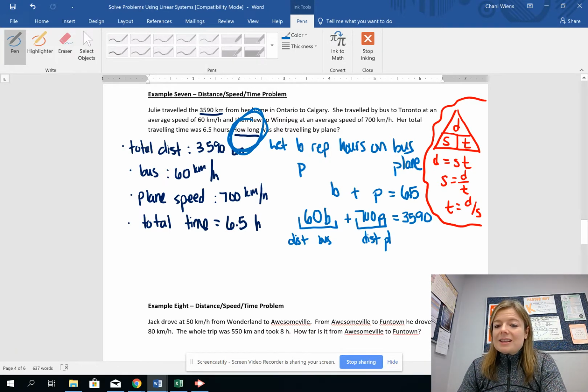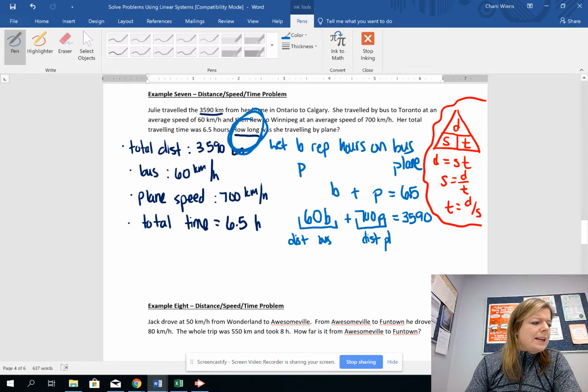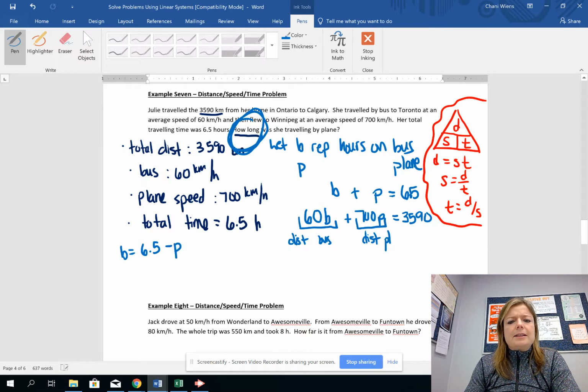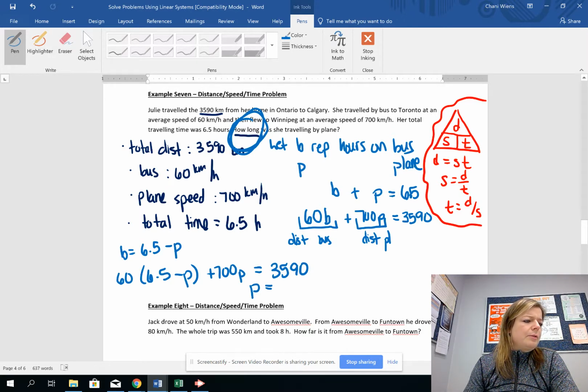So now we have our two equations and two unknowns. And again, you can use substitution or elimination. They are both totally fine here. I used substitution. So I let B be equal to 6.5 minus P, and I sub that in here. So 60 times (6.5 minus P) plus 700P equals 3,590. Now I encourage you to actually do the math here, but you should get that P is equal to 5. And that's how long she was on the plane.